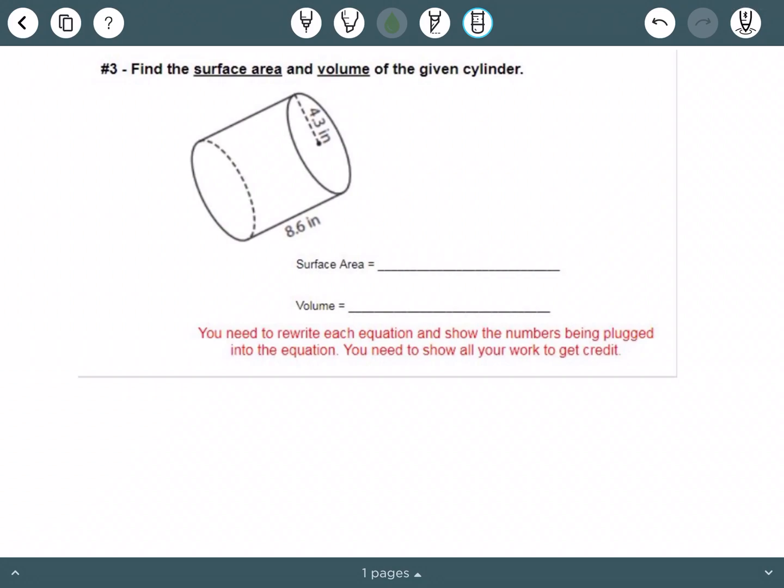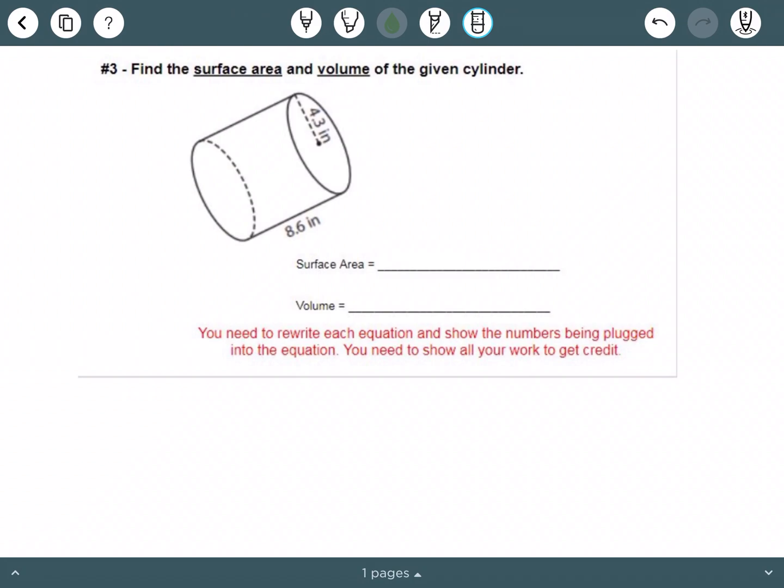Number 3, find the surface area and volume of the given cylinder. Let's make sure we read these red directions here. On the bottom, they're red, so they must be important. You need to rewrite each equation and show the numbers being plugged into the equation. You need to show all your work to get credit.